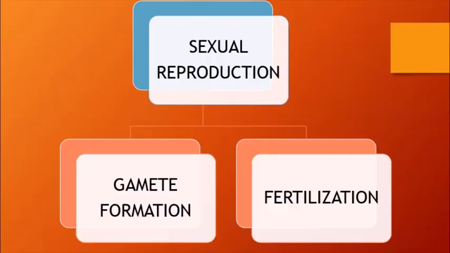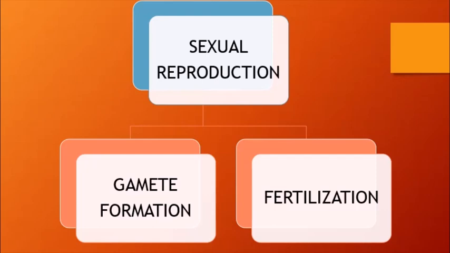Next type of reproduction is sexual reproduction. Now, this type of reproduction occurs with the help of two germ cells. That is, we require a female gamete and a male gamete. And these are the two germ cells that are required. Now, for this process, there are two forms. That is, it can take place through gamete formation or through fertilization.